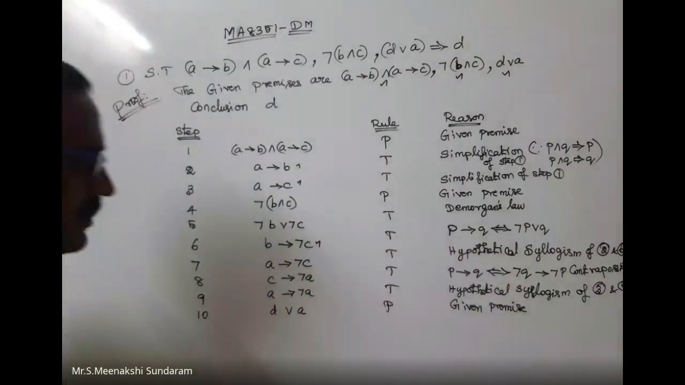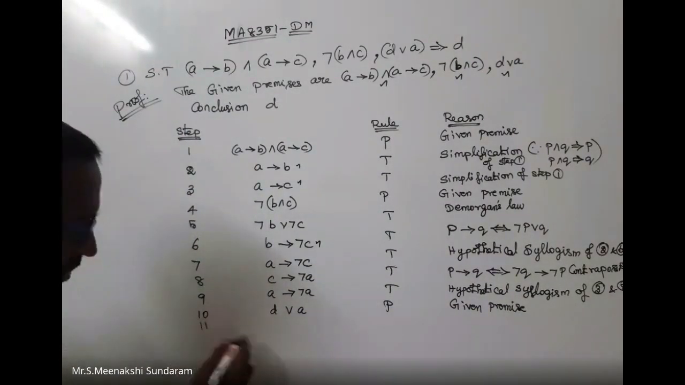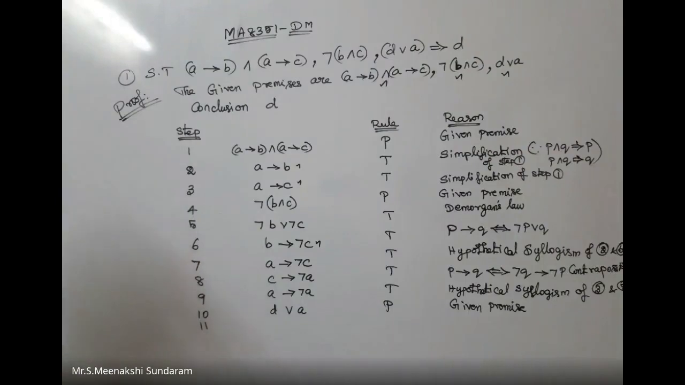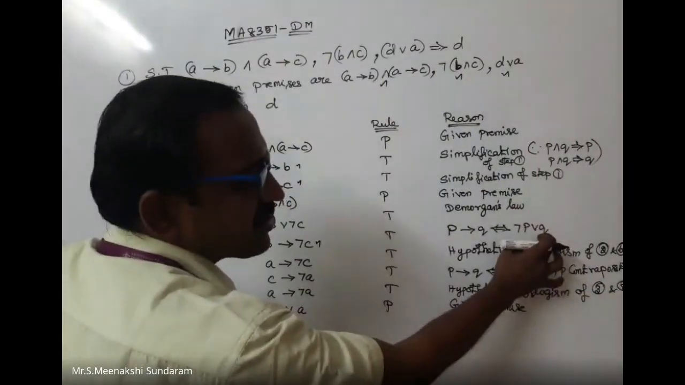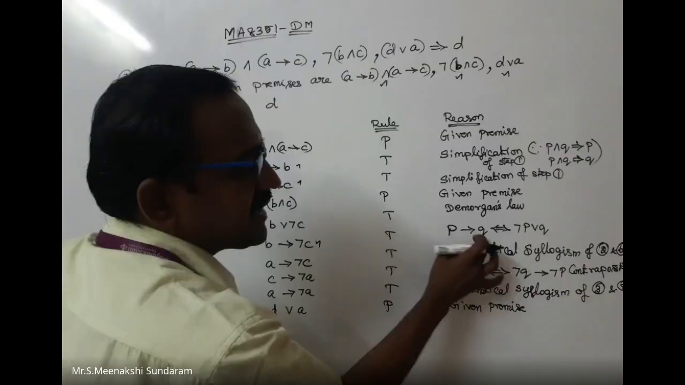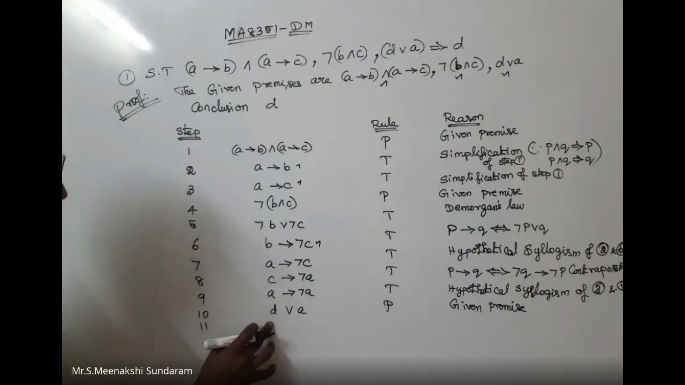That is a given premise. So for the 11th step, this can be written as any other formula. Conditional as disjunction: P disjunction Q can be written as P tends to Q. But this, how can we write this? The steps now: P disjunction A.